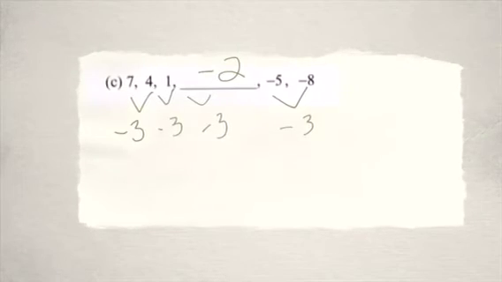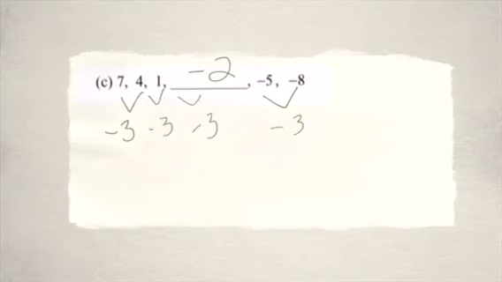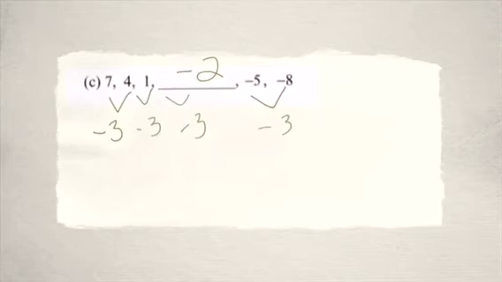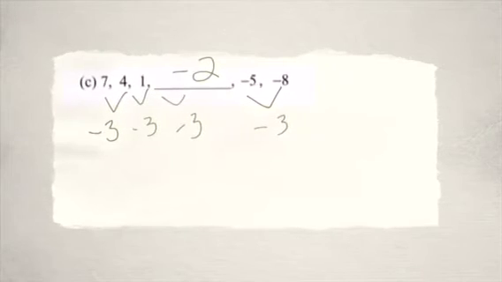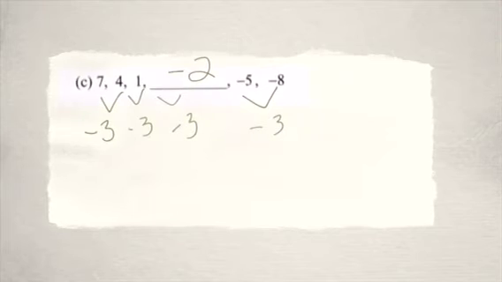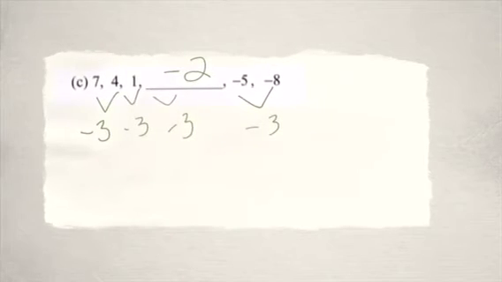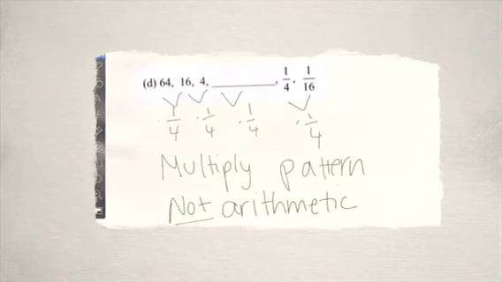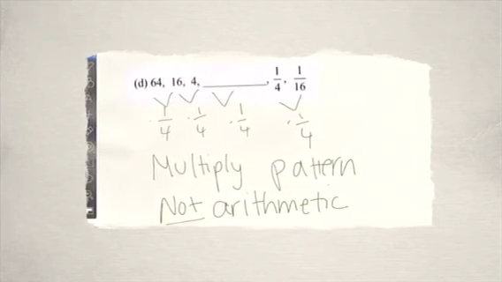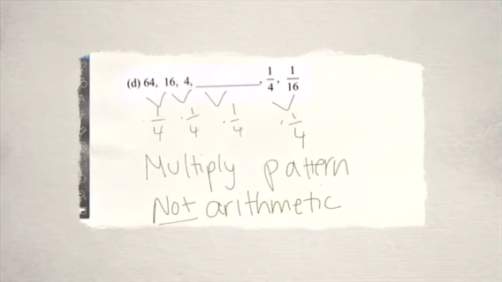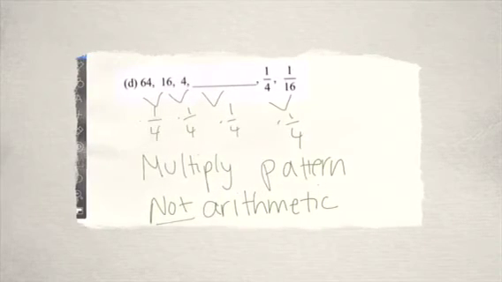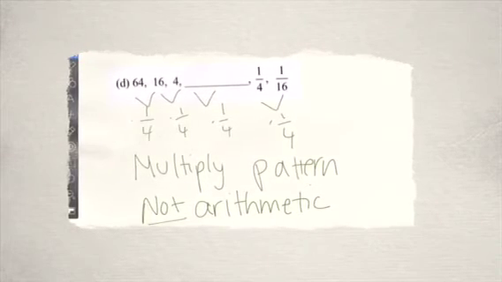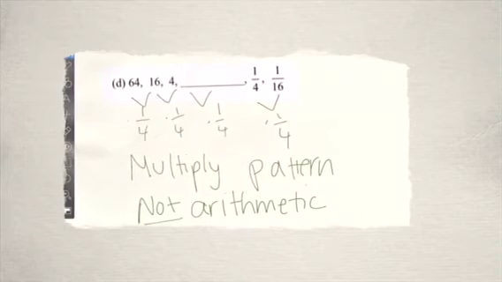In part C, it's a -3 pattern. In each case, 3 is being subtracted, therefore it is arithmetic. It is going down and decreasing by the same amount. 1 minus 3 gives us the -2 as the missing term. This last one is a division by 4. And remember, we don't talk about division, we talk about it as being a multiplying times 1/4. Since it's a multiplying pattern, it is not arithmetic. It is not an addition or subtraction pattern, therefore it's not arithmetic.